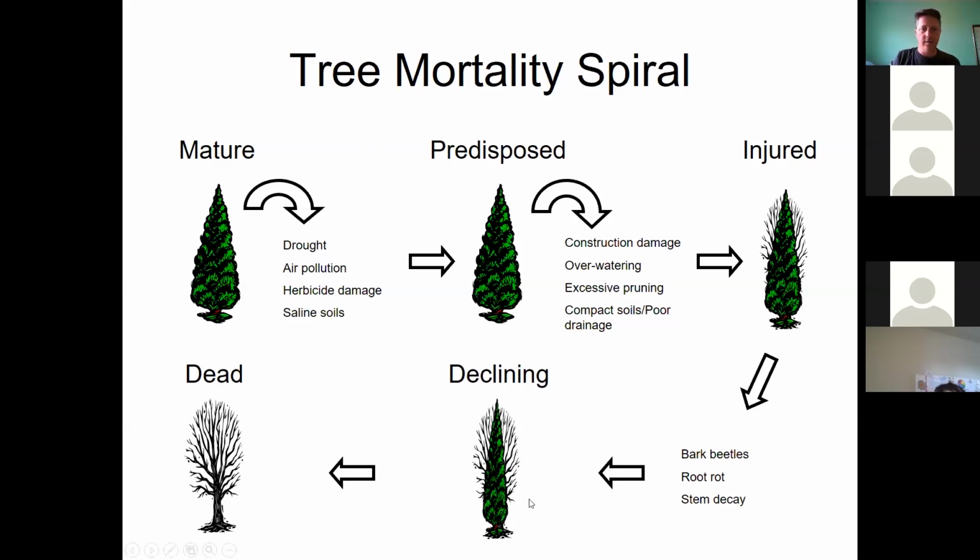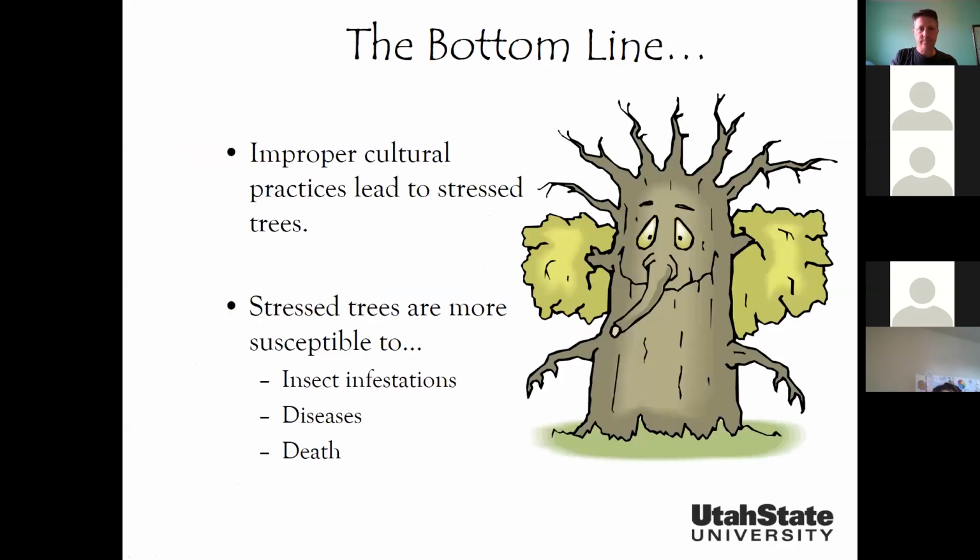But it's right about here that most people start to notice that there's a problem, and that's when they call a professional in. And at that point in time, there's not much that a professional can do, because all this has been happening for the previous 10 years. So the bottom line is that improper cultural practices lead to stressed trees, and those are more susceptible to insect infestations, diseases, and death.